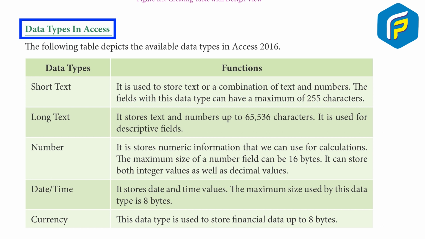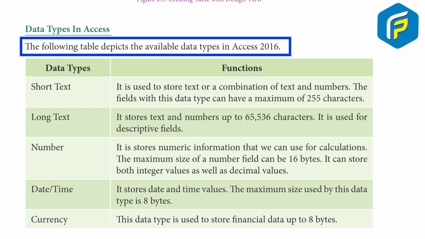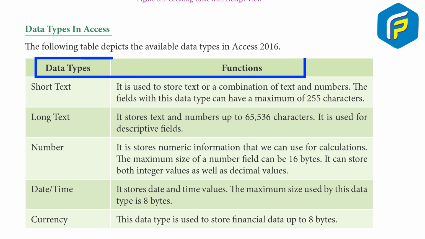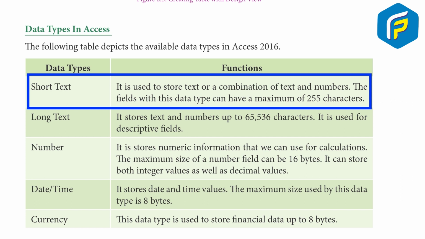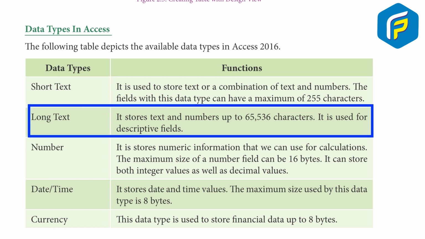Data types in Access. The following table depicts the available data types in Access 2016. Data types. Functions. Short text. It is used to store text or a combination of text and numbers. The field with this data type can have a maximum of 255 characters. Long text. It stores text and numbers up to 65,536 characters. It is used for descriptive fields.